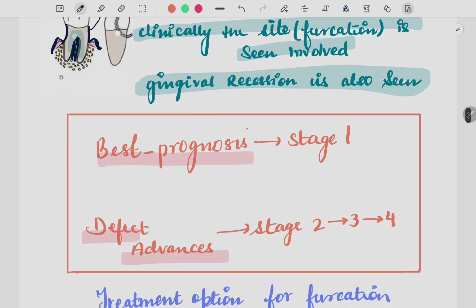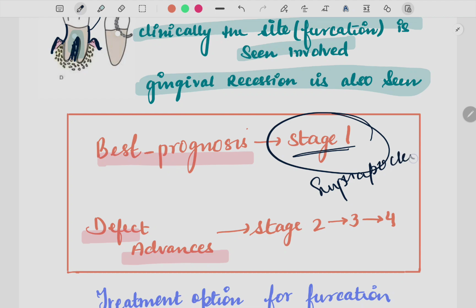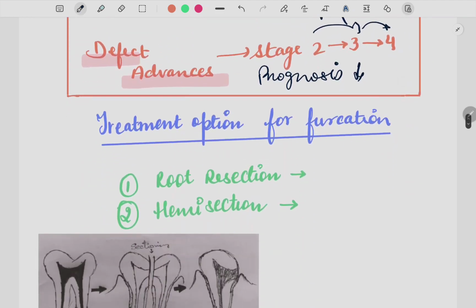Now just a very simple conclusion of the whole topic. Which stage is going to have the best prognosis? Obviously stage 1, because remember, in stage 1 we only have supra bony pockets. So if you manage these pockets properly by proper root planing and scaling, you can manage this condition. But as the stage advances, the severity also increases, and as the severity increases, obviously the prognosis gets bad. So as severity increases, the prognosis decreases. Clear?